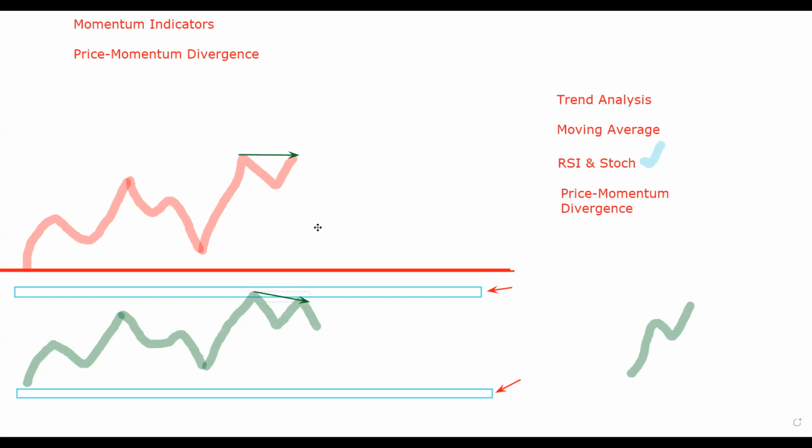Now that's also a divergence. All right. That's also a divergence there. It's just that in the first scenario, we had a higher high, but in this case, we have these two highs around the same level, maybe this one slightly higher than this. You can get a variety of divergence like that.